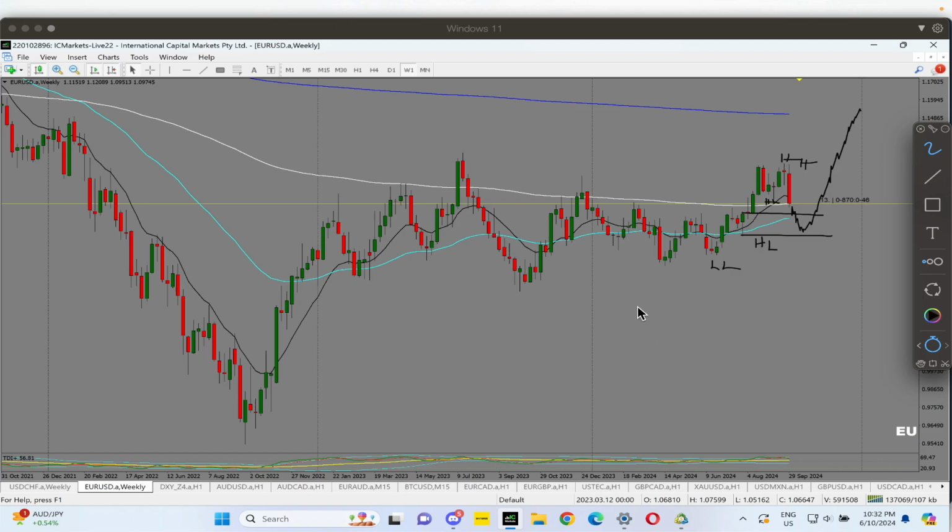So it means for the year we expect Euro USD to be a buy and then USD CHF to be a sell. But at the moment, this is all that you can actually see. So USD CHF is correcting, and then it will continue going down. At the same time, Euro USD is correcting, and then it will continue going up.